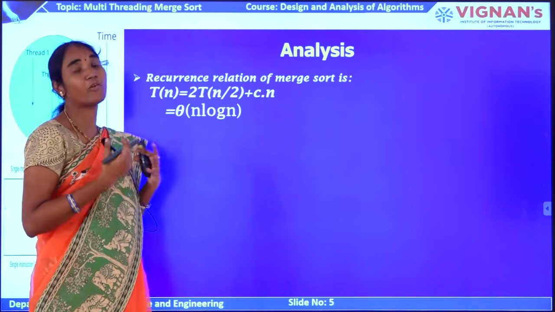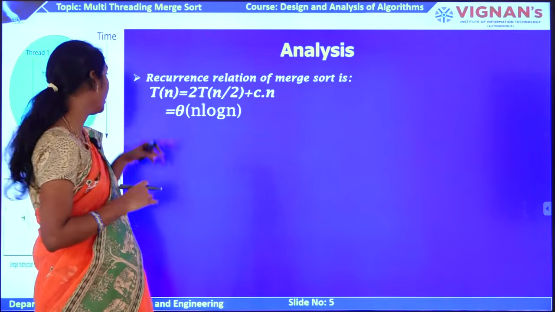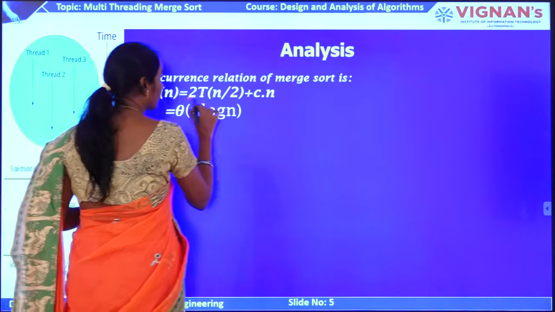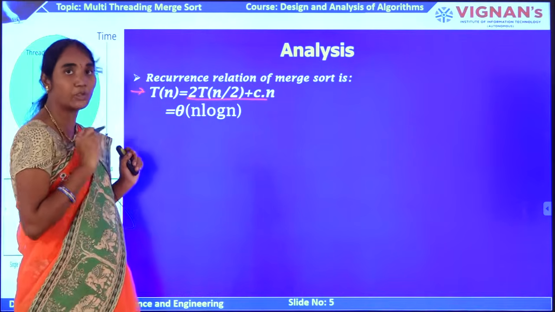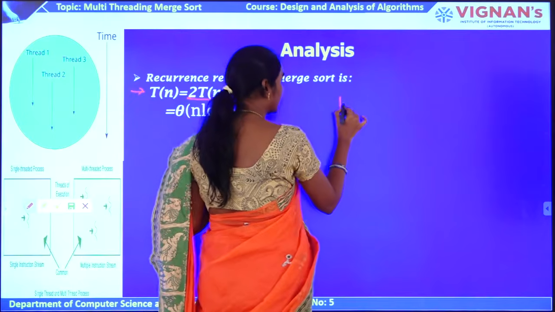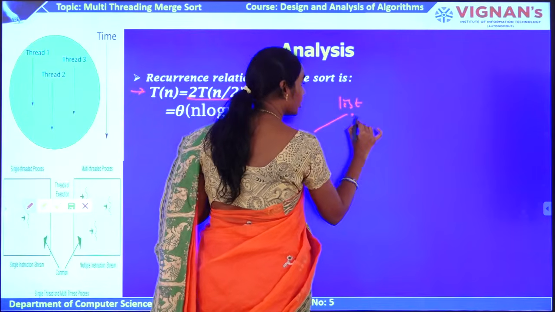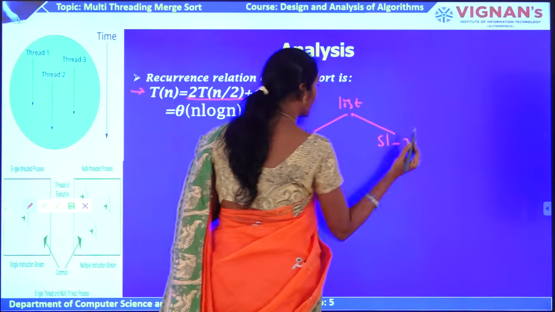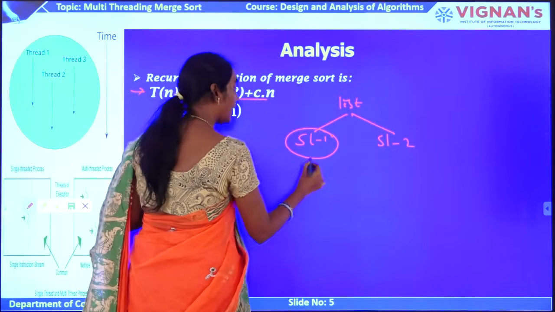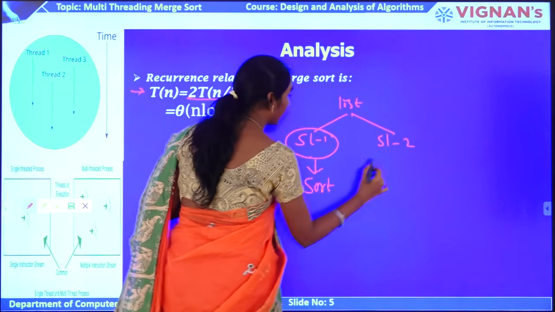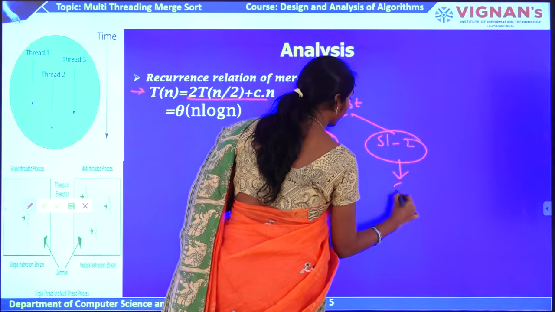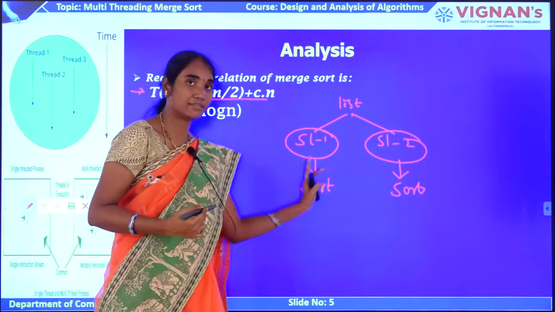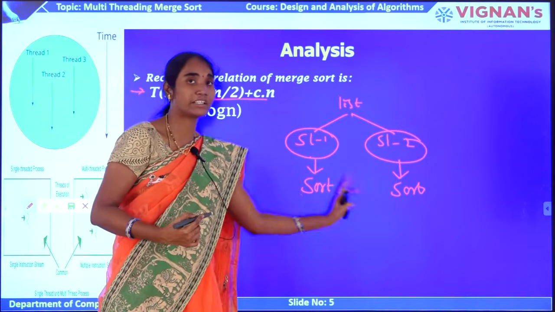So previously you have already seen the merge sort recurrence relation. What is that recurrence relation? T of n is equal to 2T of n by 2 plus Cn. So why is it 2T of n by 2? Because the list is getting divided into two sublists, sublist 1 and sublist 2, and this sublist 1 has to be sorted and this sublist 2 also has to be sorted, right? So here two separate lists, and these two separate lists have to be sorted separately, right?